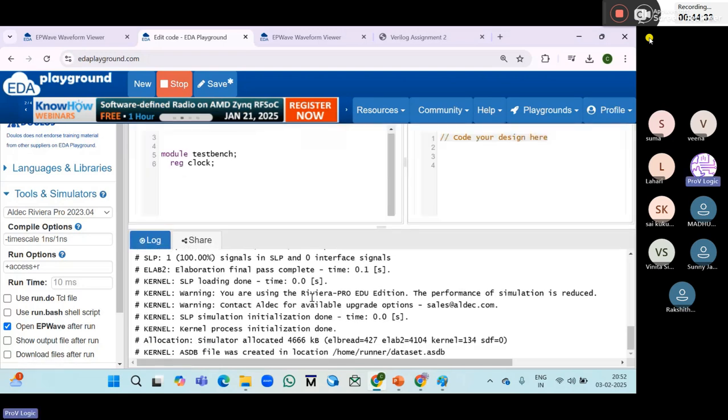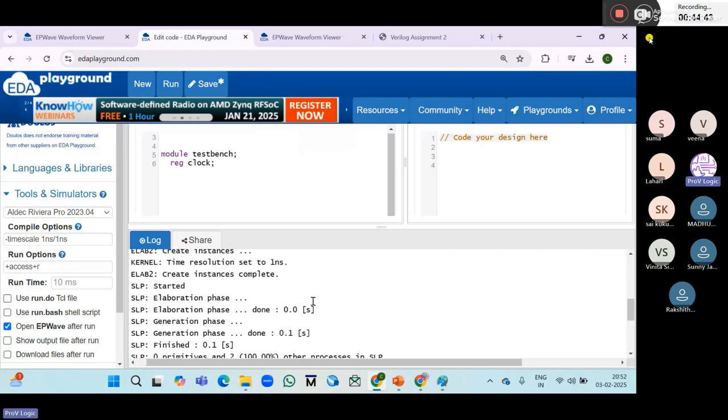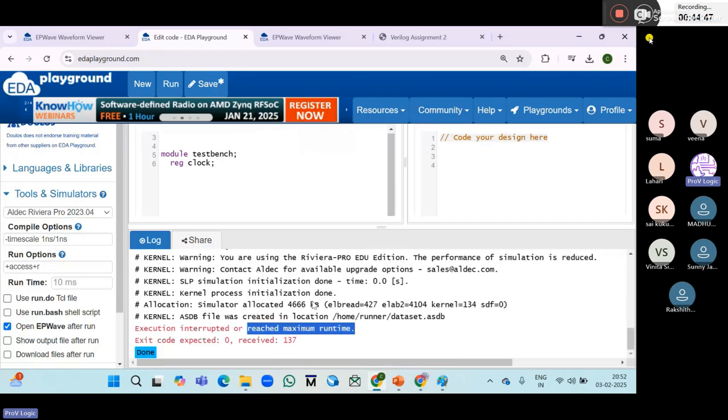Forever is a long execution time, but the always block will show: execution interrupted or reached maximum runtime. Even it is not printing the output. But by using the always block, we got output after reaching the maximum limit; automatically it got stopped.